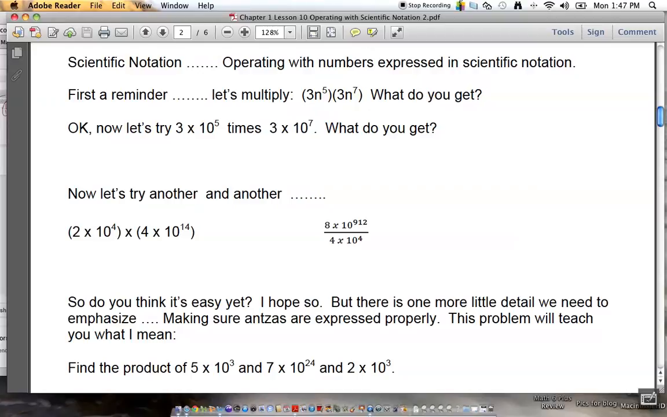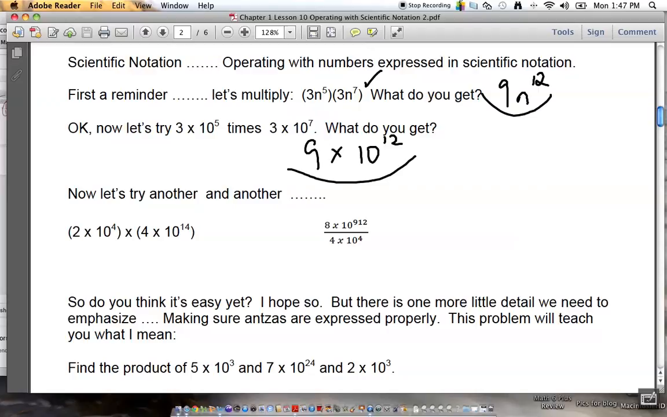3n to the 5th times 3n to the 7th is what? Everybody, hey, this should be automatic now. 3n to the 5th times 3n to the 7th. What do we get? 9n to the 12. 5 and 7 is 12. Okay. Now, what do I get when I multiply 3 times 10 to the 5th and 3 times 10 to the 7th? What do I get? 9 times 10 to the 12. So you can see the parallels here, okay?